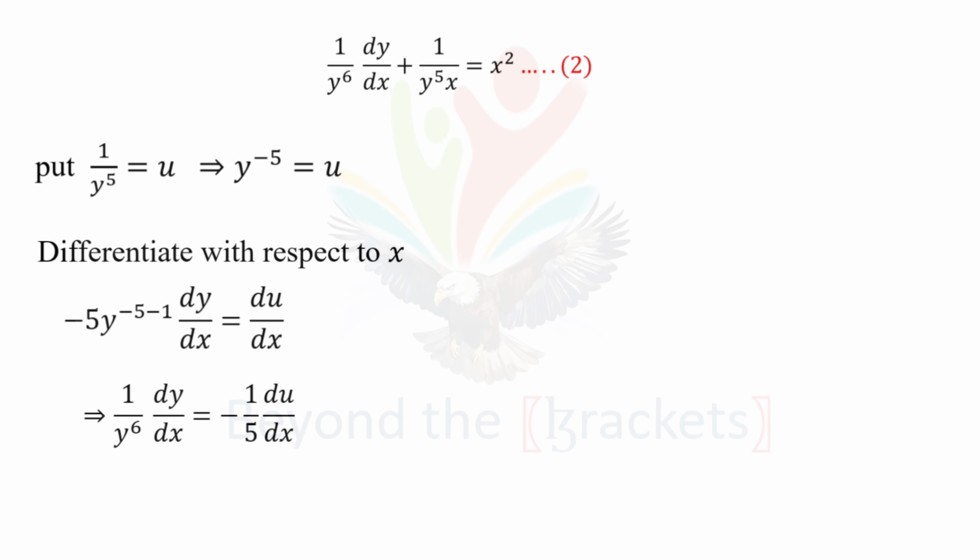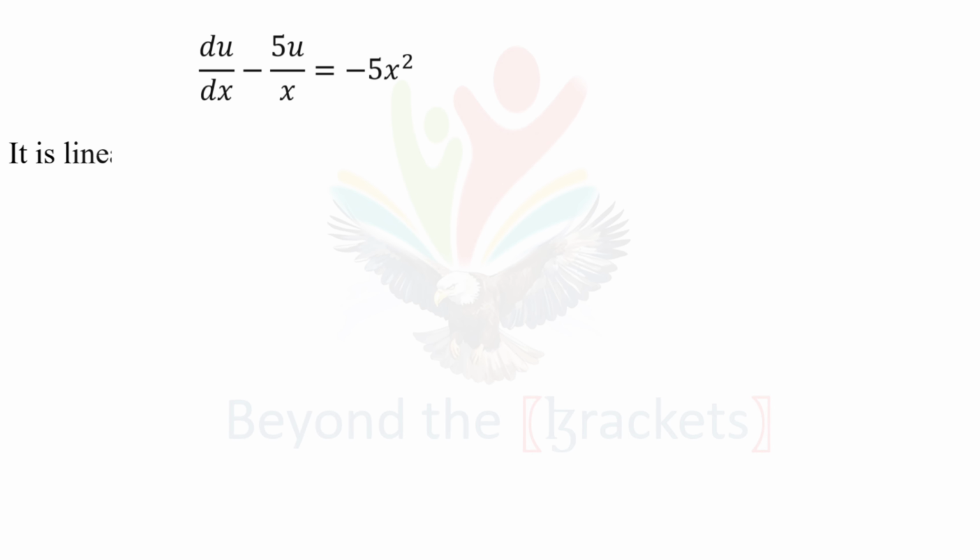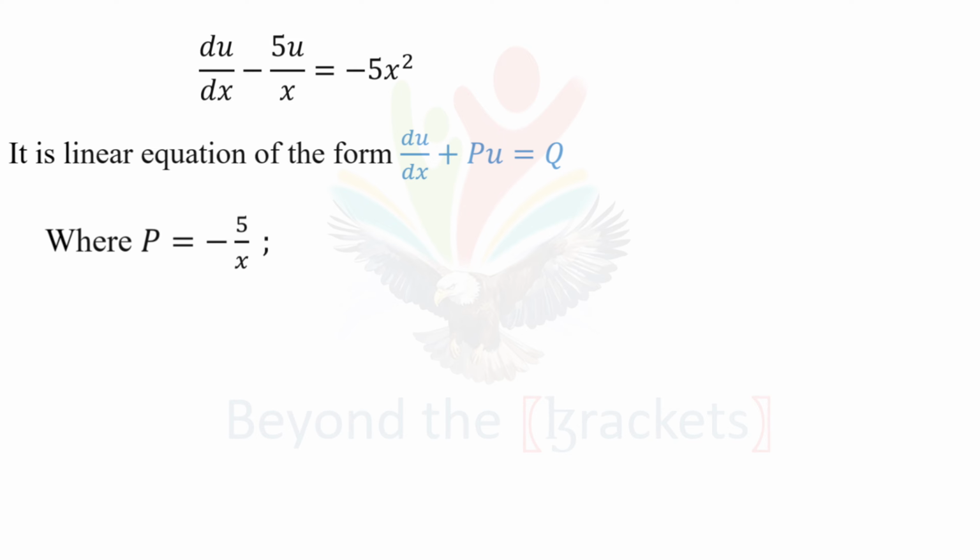Substituting these values in equation 2, we get minus 1 by 5 du by dx plus u by x is equal to x square. The equation is now transformed into a linear differential equation. To eliminate the coefficient of du by dx, we multiply throughout by minus 5, resulting in du by dx minus 5u by x is equal to minus 5x square, which is a linear equation of the form du by dx plus pu is equal to q, where the coefficient of u is taken as p, that is minus 5 by x, and the RHS is taken as q, that is minus 5x square.